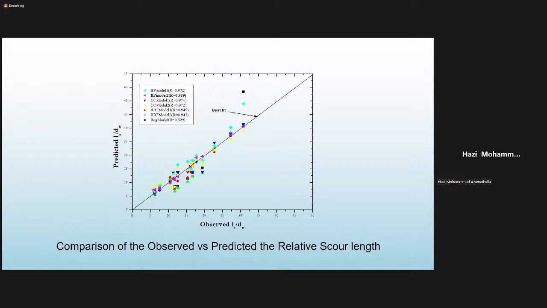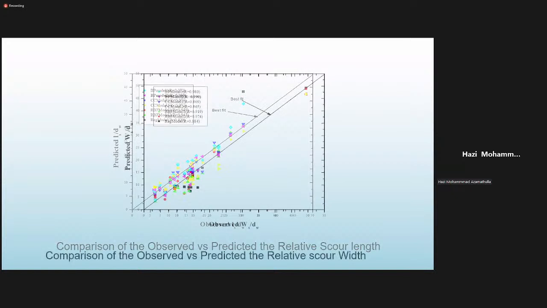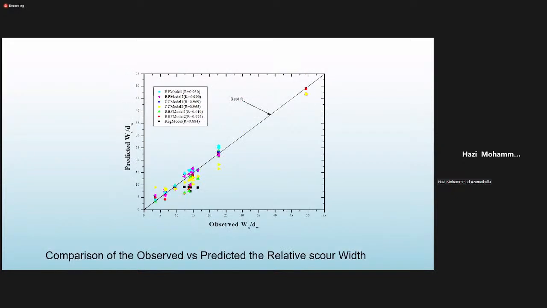Okay, RBF model 2, this one we recommended at that time, I believe 0.989. Same thing. This one is for length of scour, location of scour, and this one width of scour. So these are the results at that time.